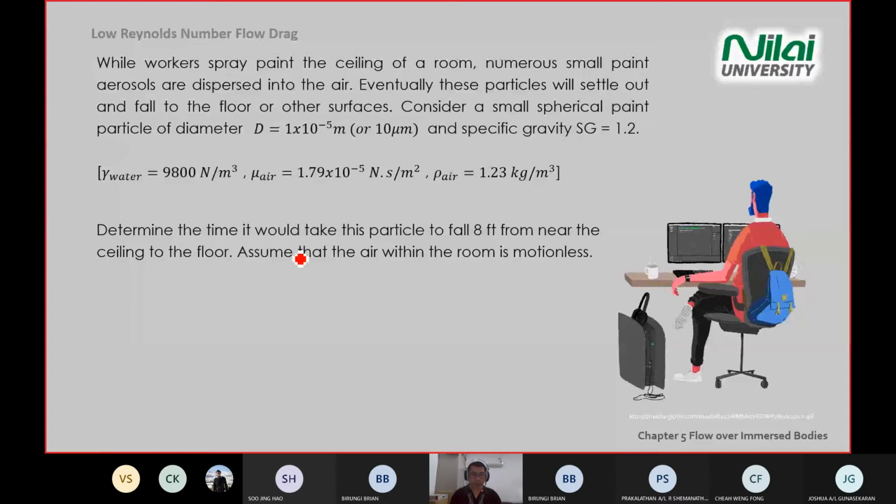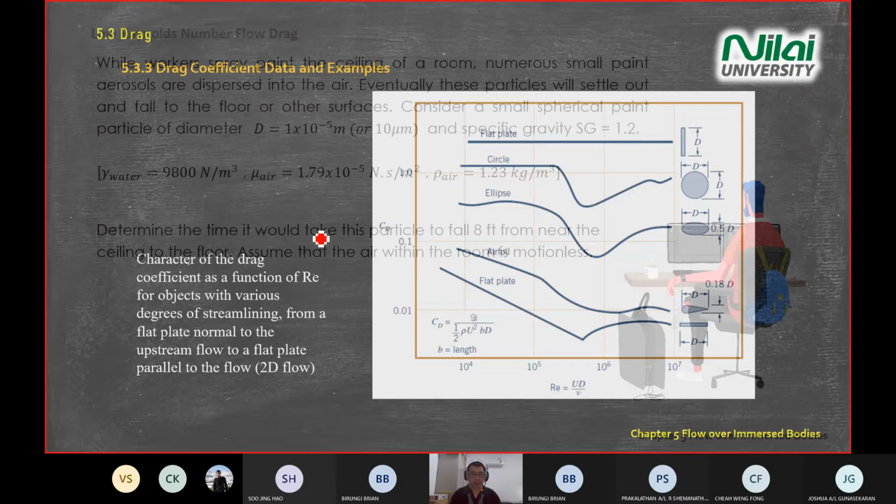Any question? Any question? So I think, does temperature affect the viscosity of the fluid? Which one? This one.